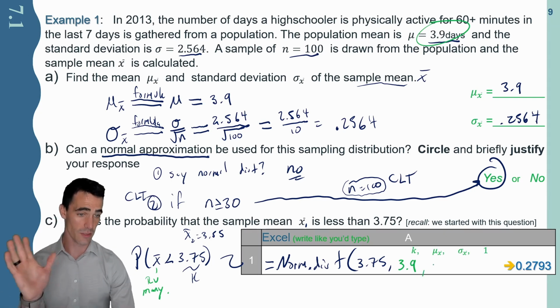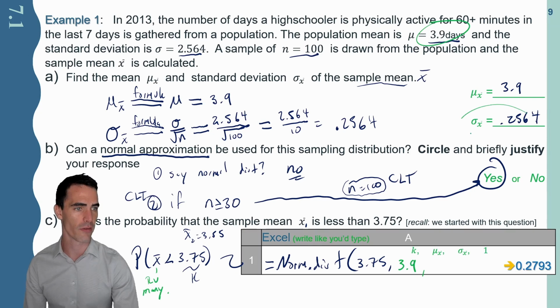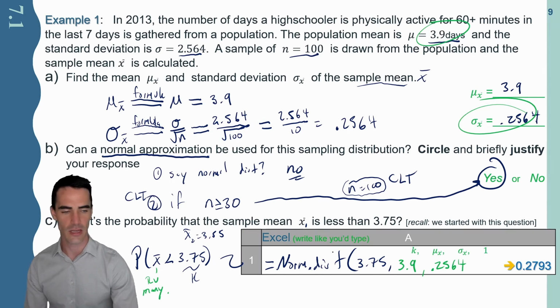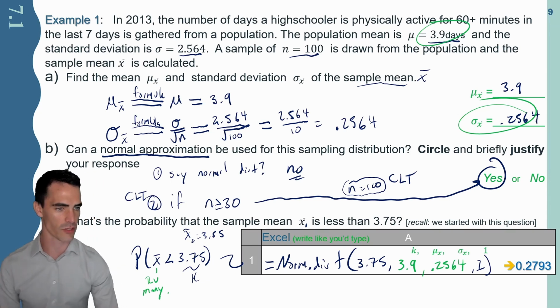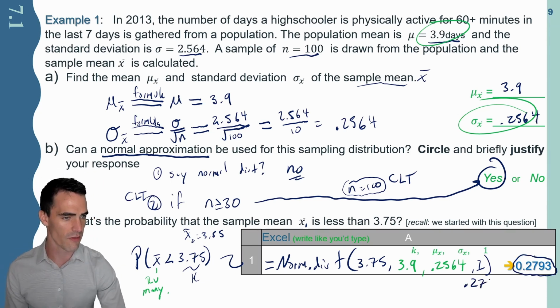For the spread, this one is different. I can look up top. We have it. We already calculated it. It was 0.2564. And then, of course, that last input is always the same. It's always going to be 1. Once we type in those values, we're going to answer 0.2793. That's our probability.